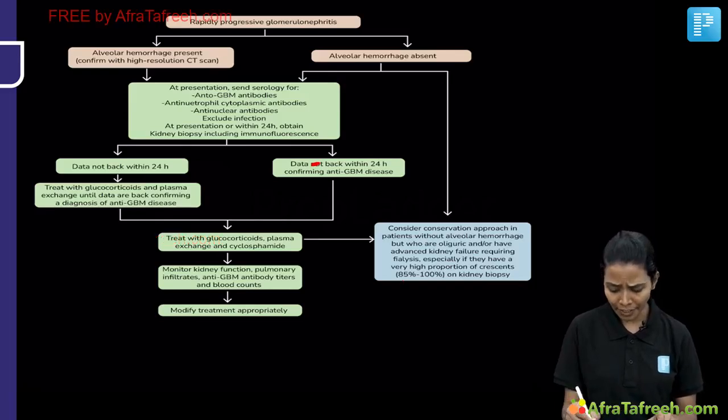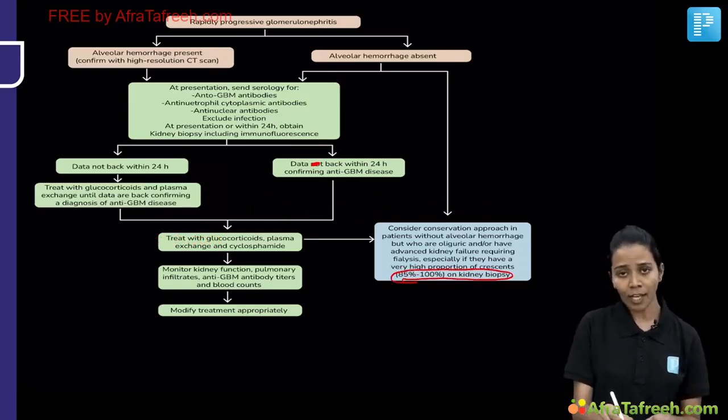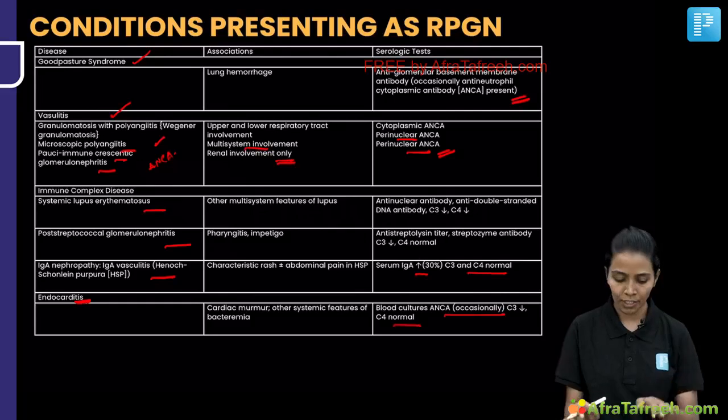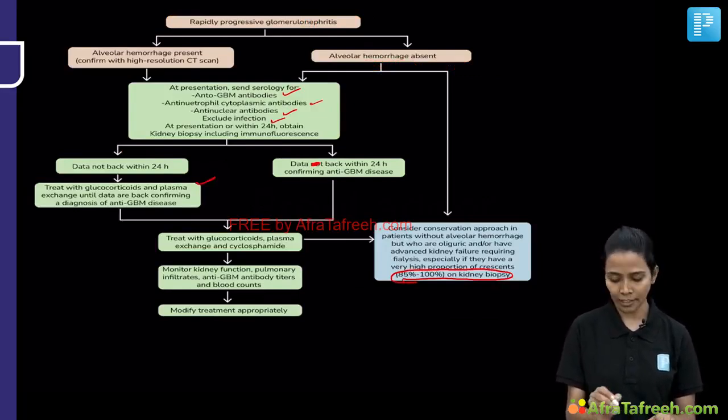But if biopsy is showing 85 to 100% of crescents, then there is no point in generally immunosuppressing the patient. If alveolar hemorrhage is present, then you send anti-GBM antibodies, ANCA, ANA, and exclude infection, because all these are causes of RPGN that you will try to exclude. Now, if the data is not back within 24 hours, you start with plasma exchange and glucocorticoids.